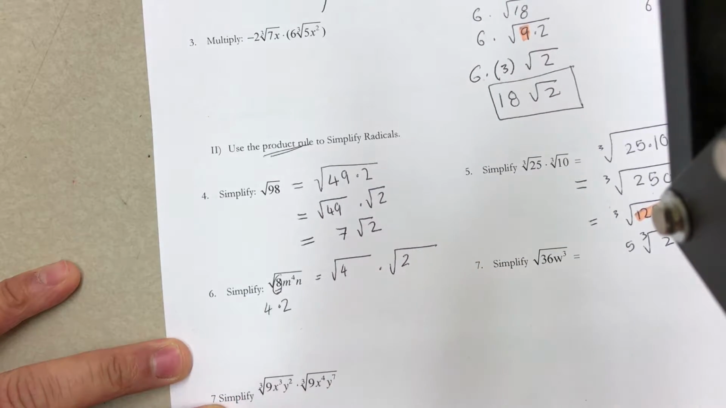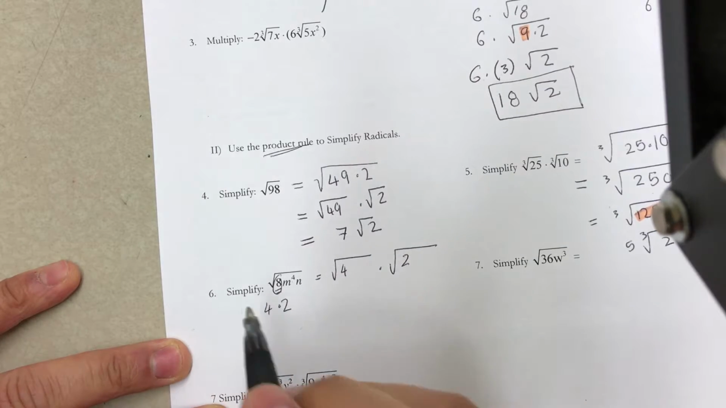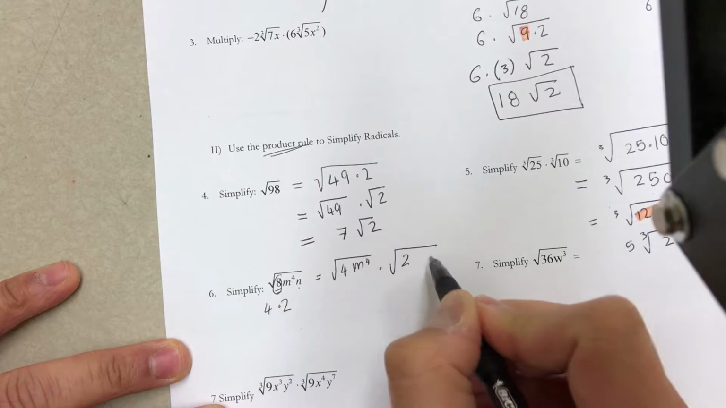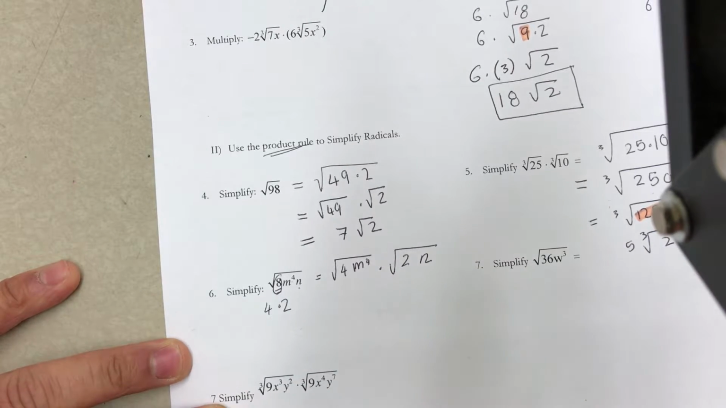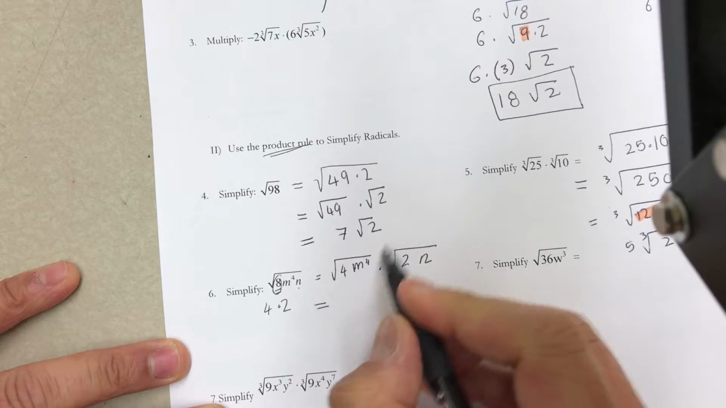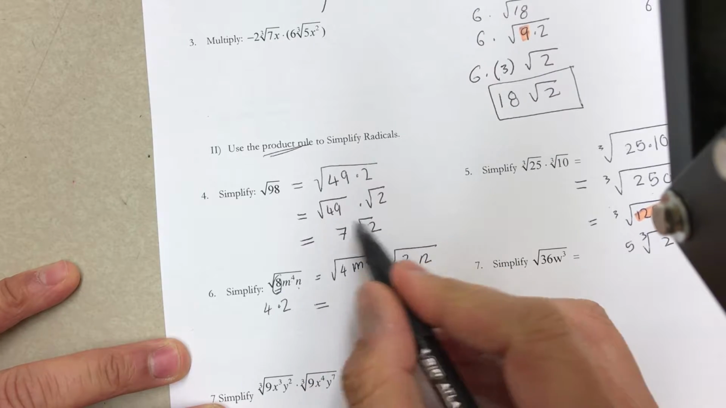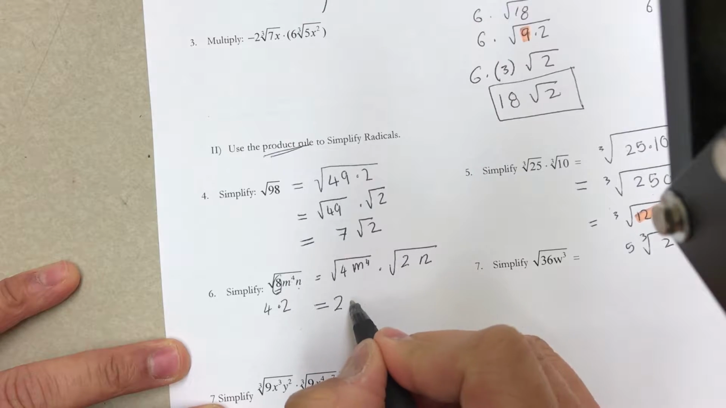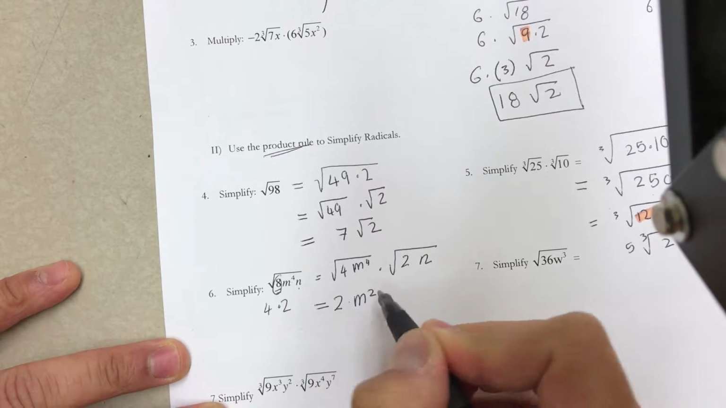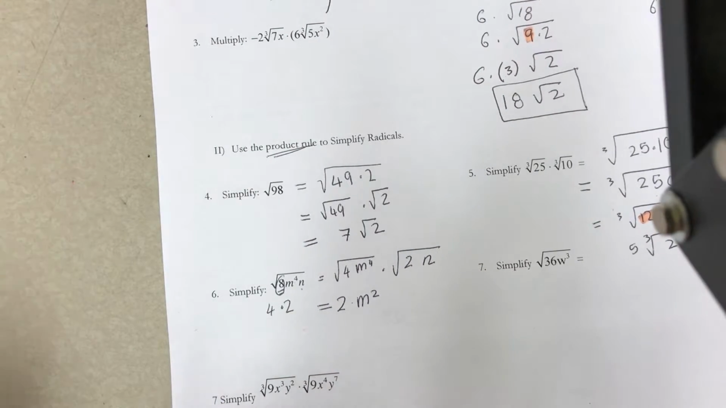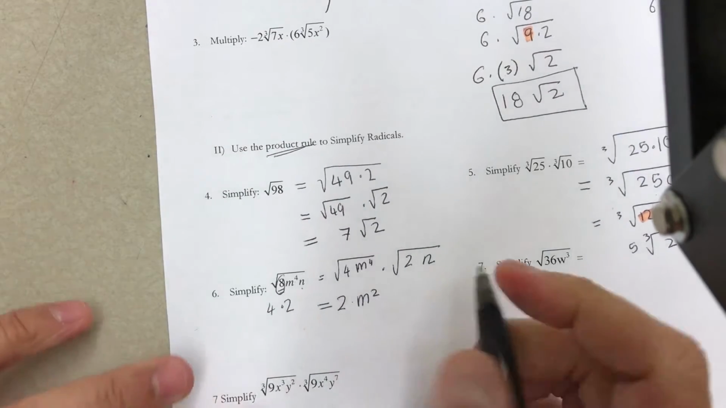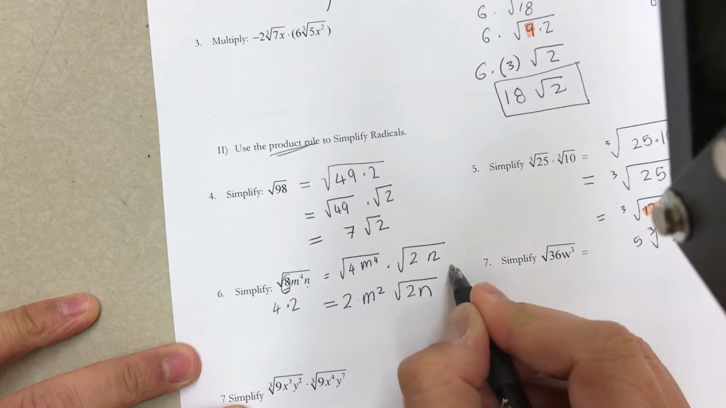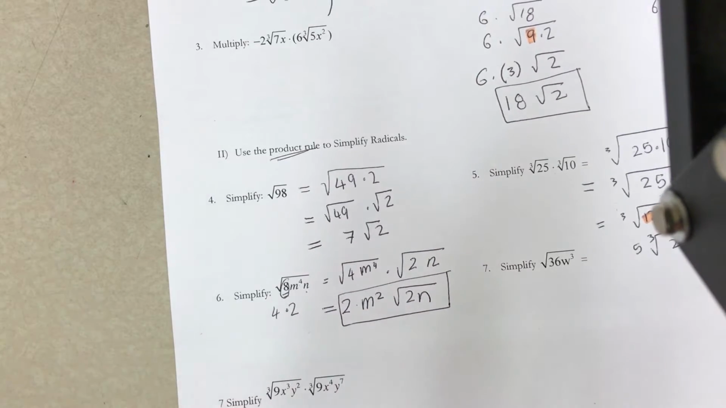For the m to the 4th, m to the 4th is actually a perfect square. So I'm going to put m to the 4th here. And then n is not a perfect square, so that goes out there. So when we simplify the first radical, we get 2 for the 4. And then for the m to the 4th, we actually get m squared, because m squared gives you m to the 4th. So that's why we get that. Now in the second radical, there's nothing we can do, so we leave it alone. And that's the best we can do.